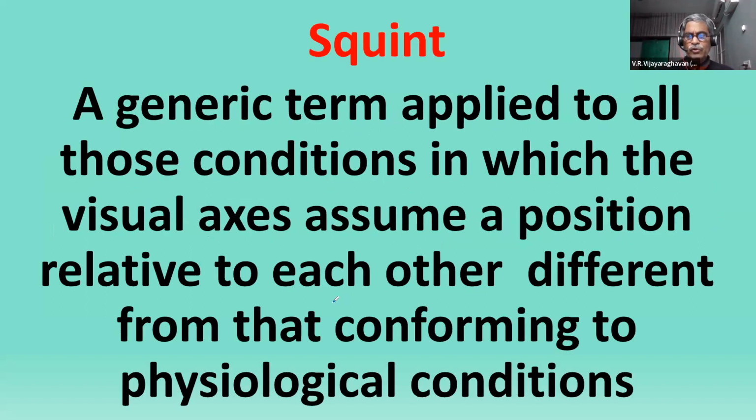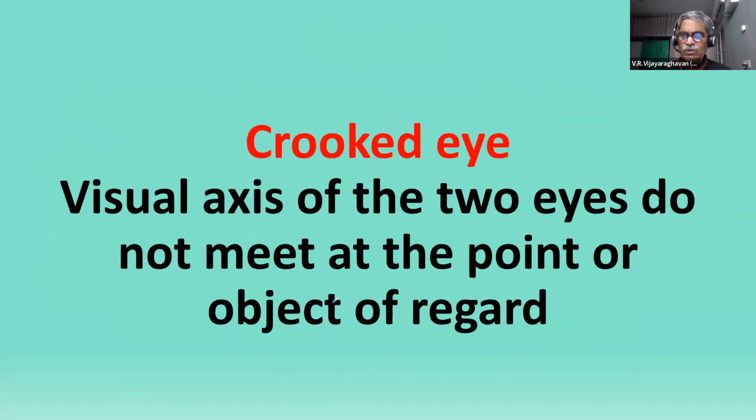I told you what a squint is, okay? Otherwise called a crooked eye. What do you mean by crooked? Here is the same definition: the visual axes of the two eyes do not meet at the point of regard. That means one visual axis is reaching the object, and the other visual axis is reaching some other area. That is called squint.